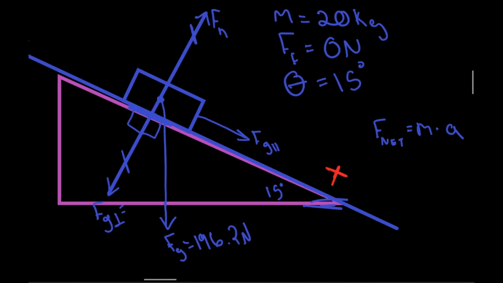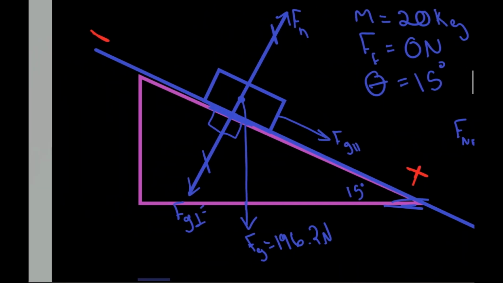So when we take into consideration the net force, we don't have to look into the balanced forces because those will just cancel out. Rather, we're looking at the unbalanced forces. Here we see our force of gravity parallel is pulling the object to the right. And it's an unbalanced force because there's no other force pulling the object to the left side.